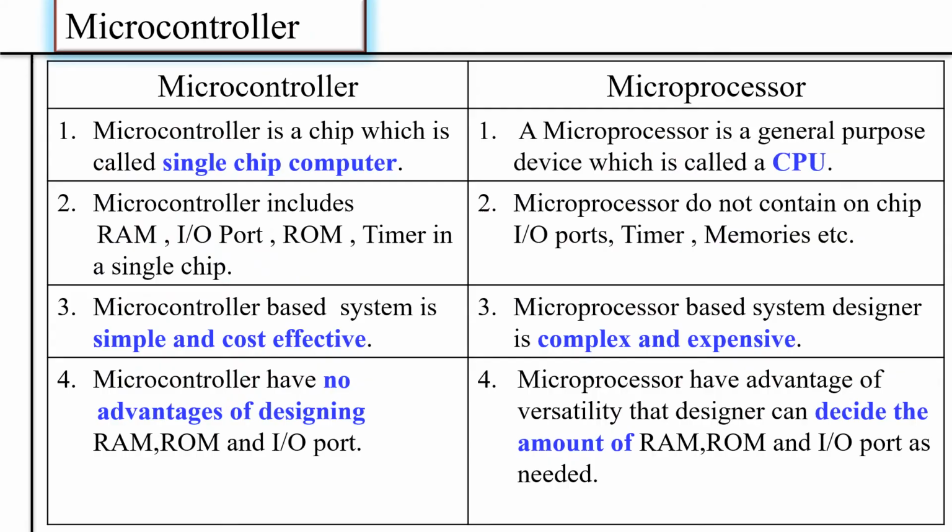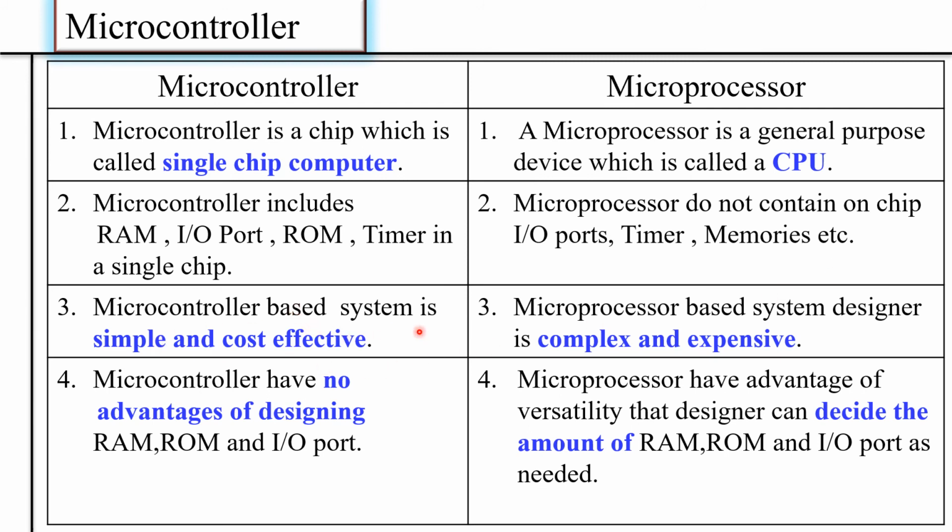Clear? So let us quickly revise the differentiation between microcontroller and microprocessor. Microcontroller is a chip which is called a single chip computer. A microprocessor is a general purpose device which is called the CPU. Microcontroller includes RAM, IO, that is input output ports, ROM and timer in a single chip. Microprocessor does not contain them on chip. They are external: input output ports, timer, memories, etc.